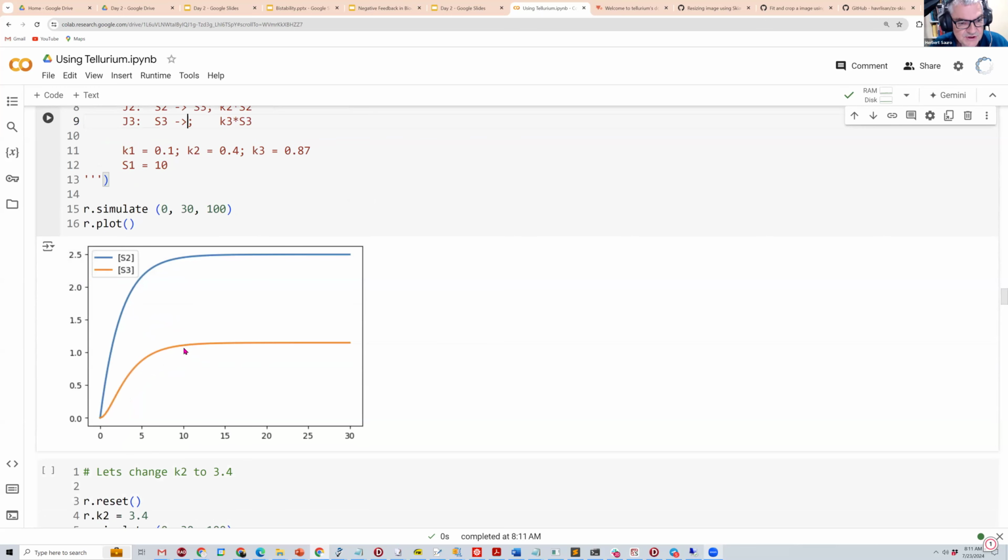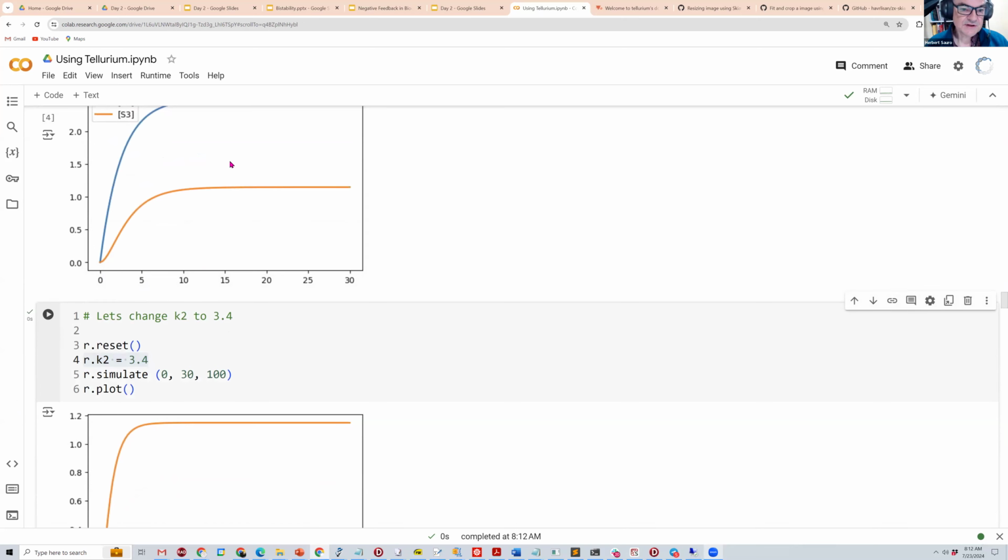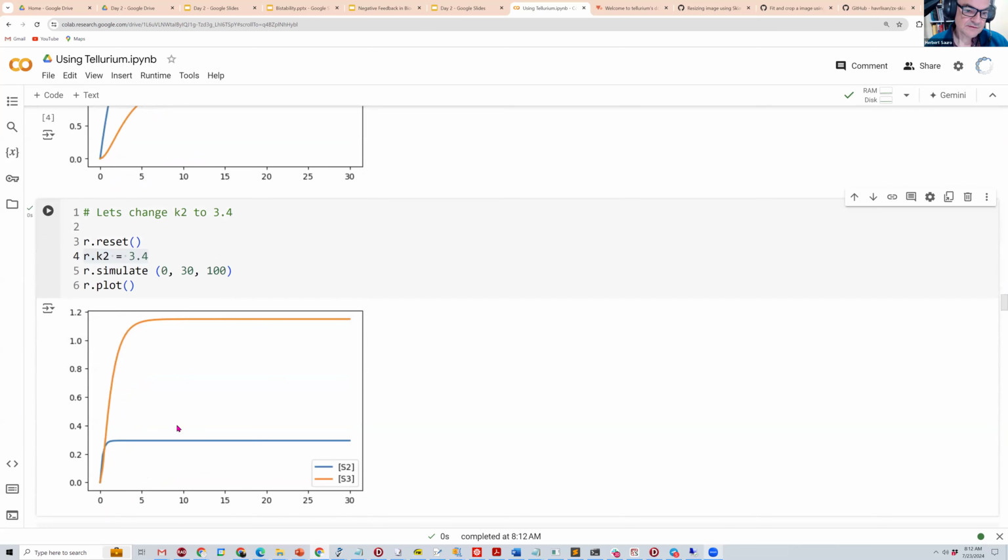So how do I change a parameter? It's actually really easy. Let's change K2 to 3.4. So I'm going to reset the model. That resets the initial conditions for S1 and S2 back to their original values. And then I just change K2 like that. It's as simple as that. So r.K2 equals 3.4. I run it, and you can see I get a slightly different simulation.